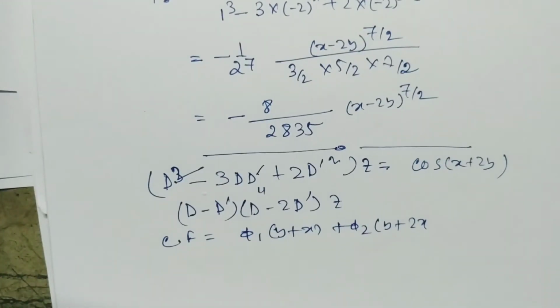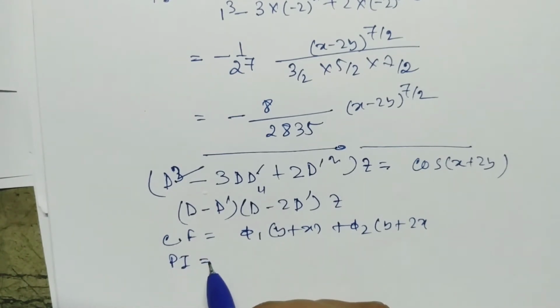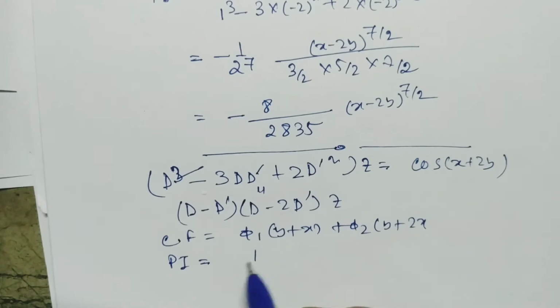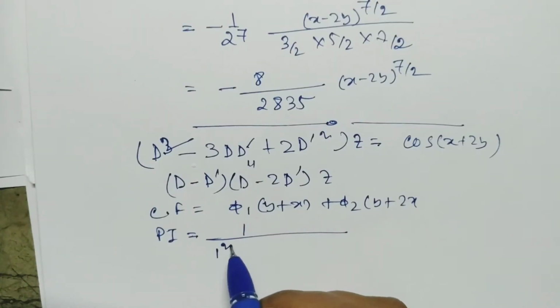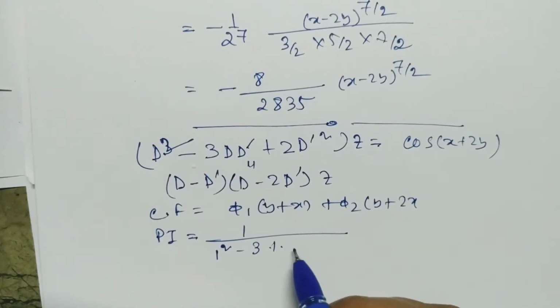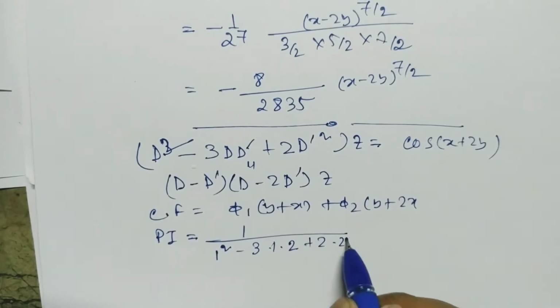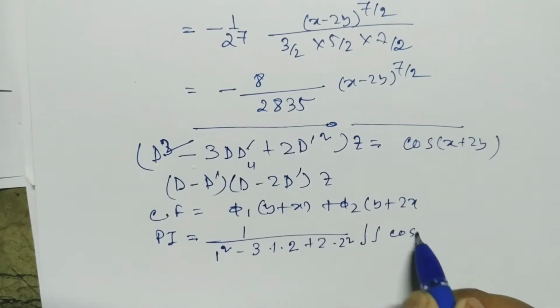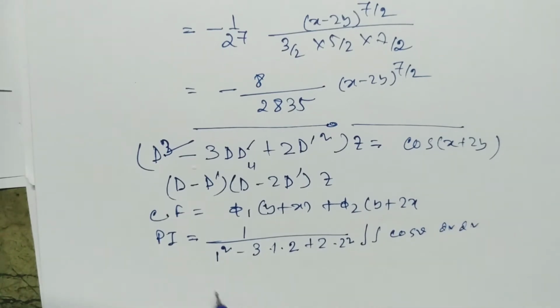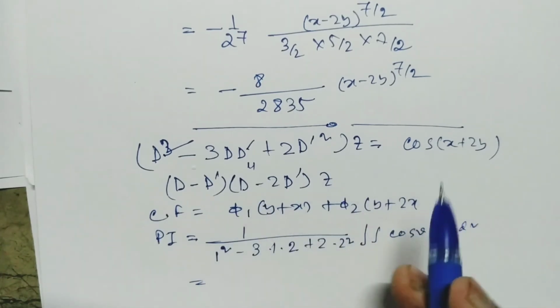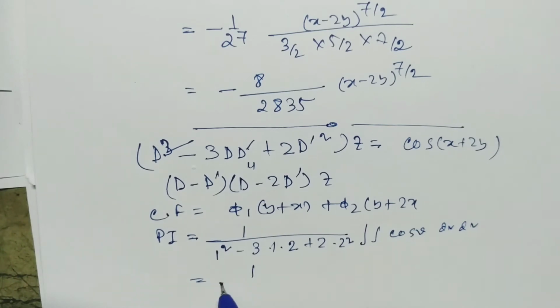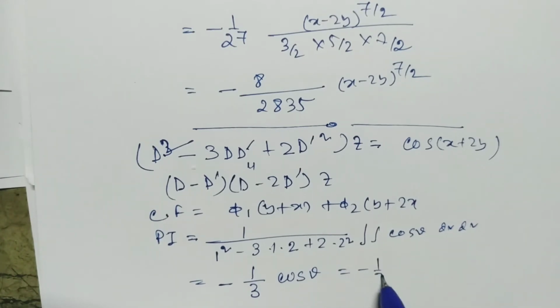Okay, now moving to PI. No 1 over 0 case, so 1 square, 3, 1 2, 2 2 square, double integration of cos v dv when v is equal to x plus 2y. So this is cos v, that is 1 over 3 cos of x plus 2y.